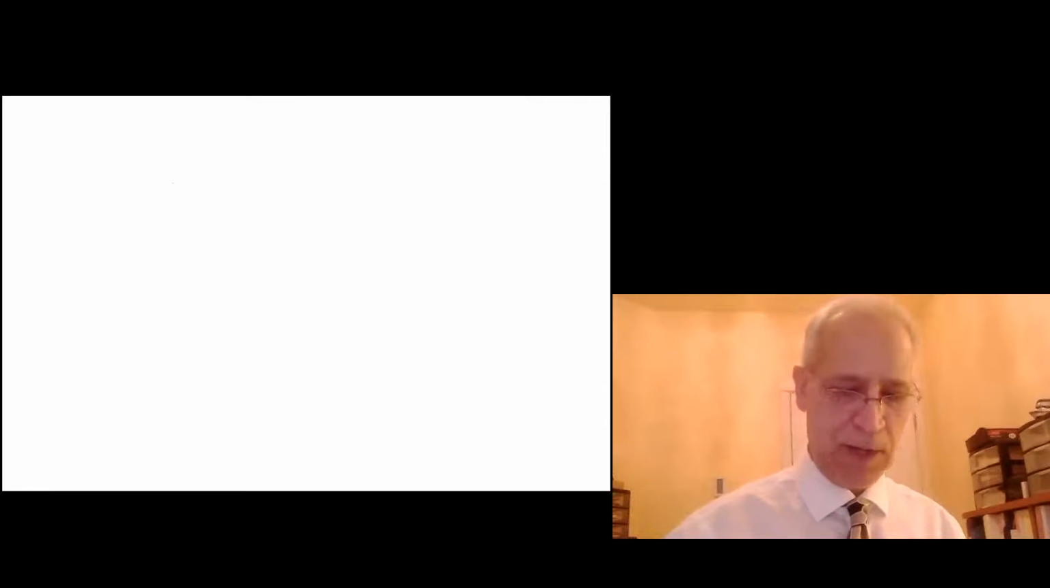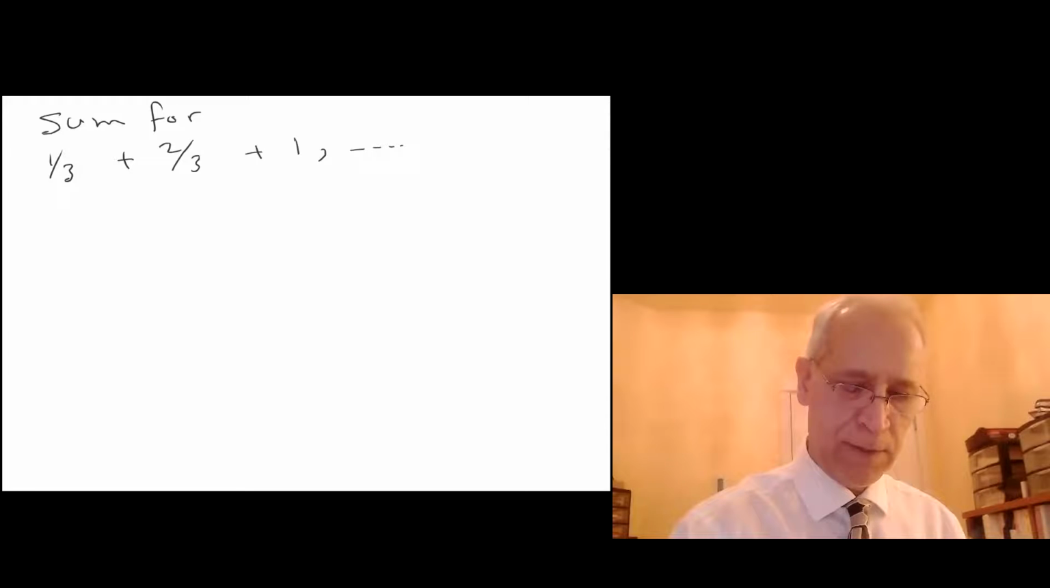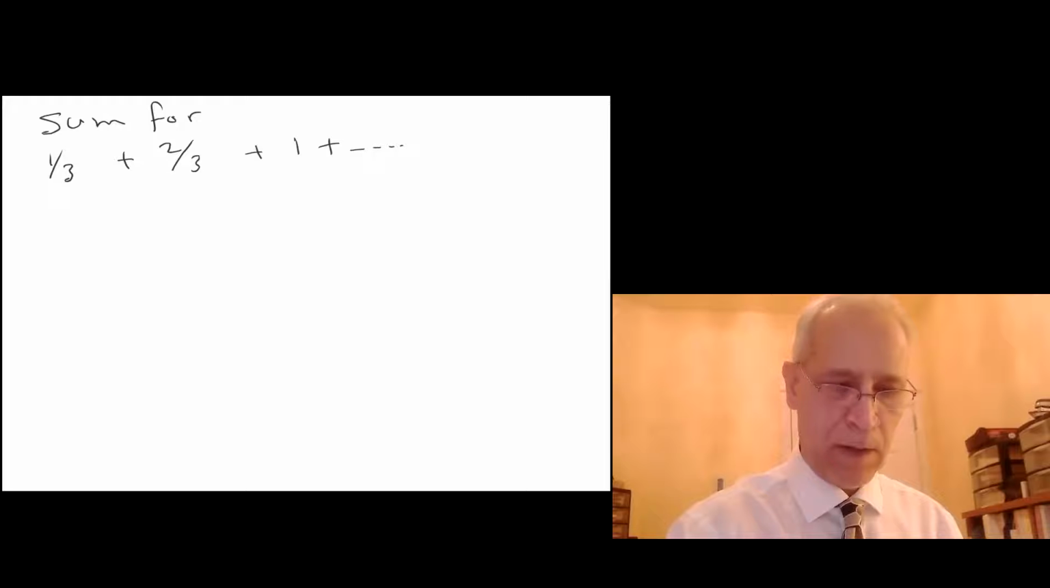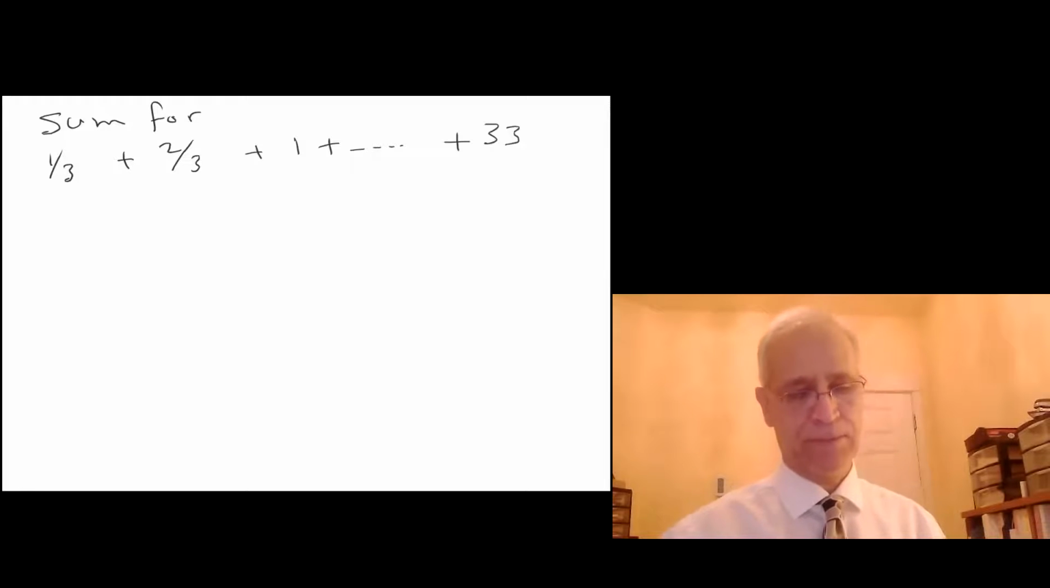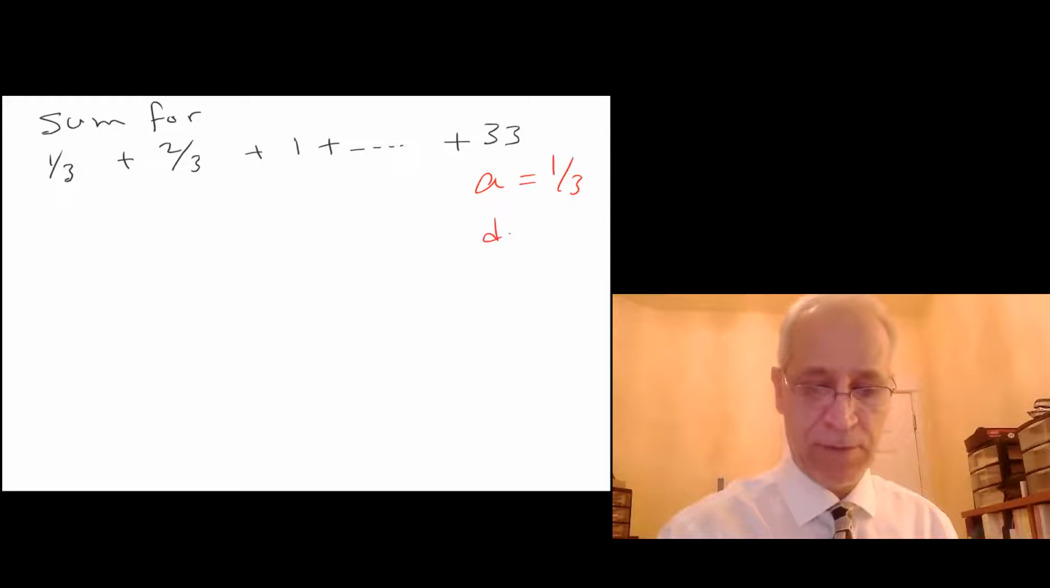Suppose this time we're looking for the sum for 1/3, 2/3, 1, dot, dot, dot, all the way plus 33. So what is it that we know? We know that a, the first term, is 1/3. The common difference is also 1/3.